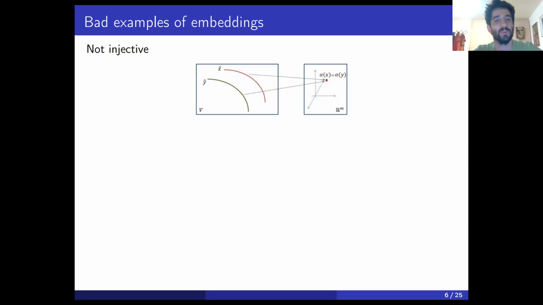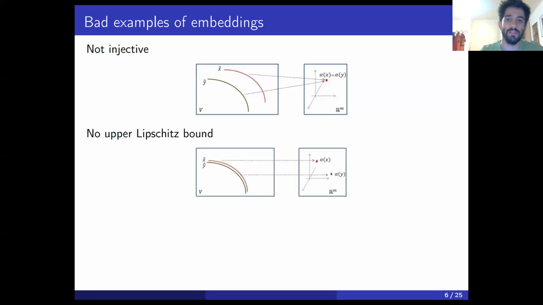And I guess we don't want, for example in the medical survey example, to have completely different medical tests always giving the same result. So we want our embedding to be injective on the quotient space.